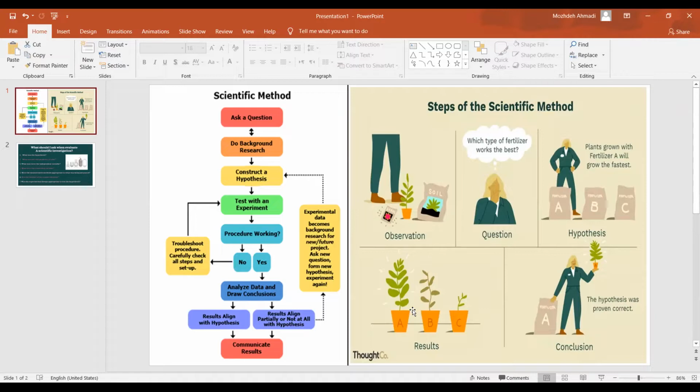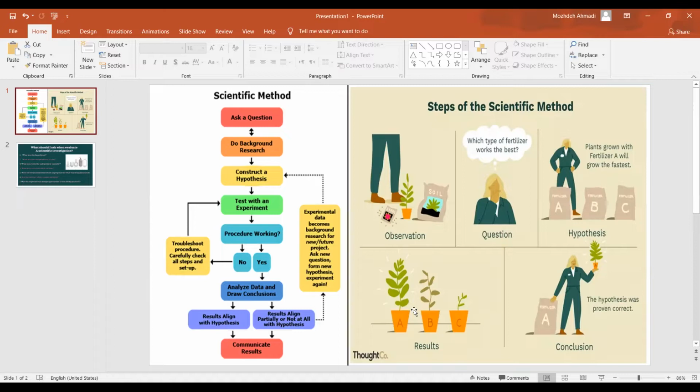If the experiment works well, we can analyze the data that we get from the experiment and draw a conclusion. But if not, we should go back to the experiment and change its steps so we can test the hypothesis in the correct way. And then if the experiment works well, we can draw the conclusions.